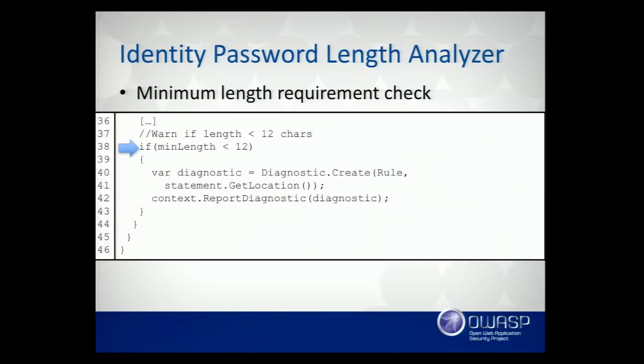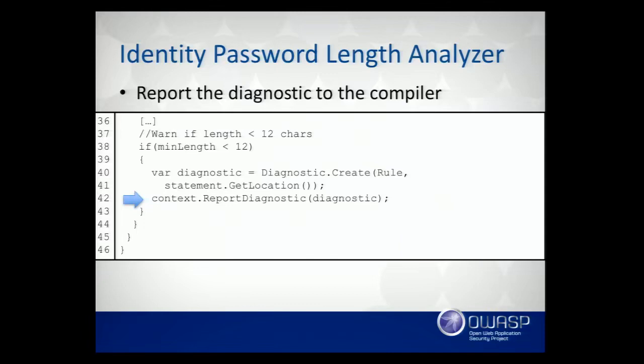So once we identify that it is a weak length, we can then raise the diagnostic. So we create the rule, and on line 41, we're passing in a statement.getLocation. So we're saying create a diagnostic with this rule metadata, the ID, the description, the title that we defined, and plant it at that location in the source code. And then we simply say context.report the diagnostic, and the IDE will take care of all of the rest for us.